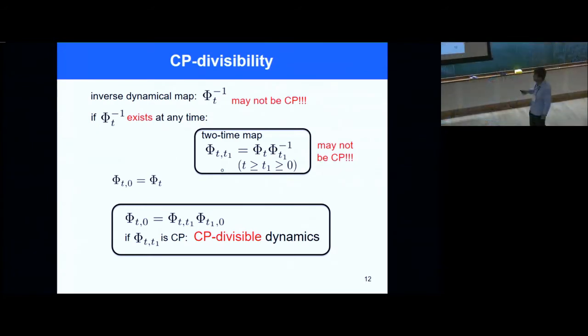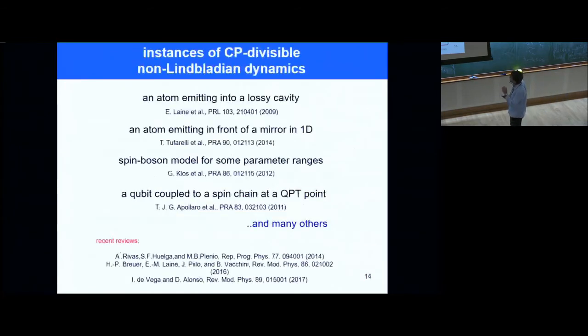I guess you can call them rates, I mean, mathematically, but of course, physically, it can be questionable. Regarding physical interpretation, I'll be talking about this later in this talk. If you're not satisfied, ask me at the end, okay? So there are very many instances of dynamics where CP divisibility can occur without fulfilling at the same time a Lindblad master equation.